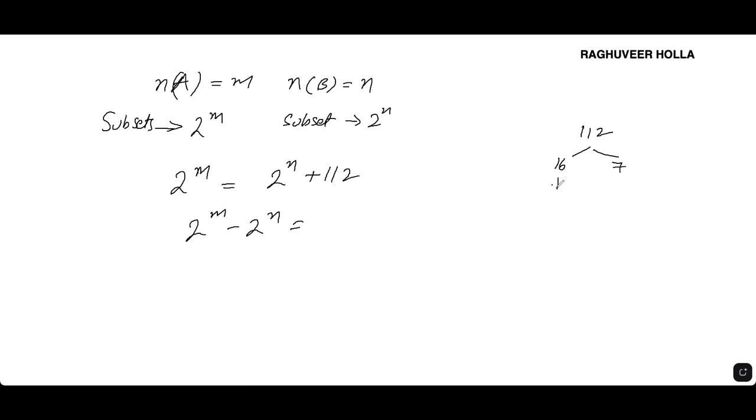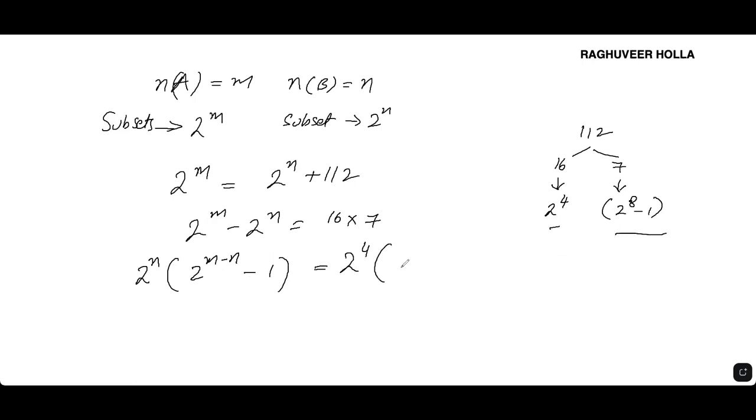So 16 can be written as 2 to the power of 4, and 7 can be written as 2 to the power of 3 minus 1. So this is 16 into 7. On the left side I can take 2 to the power of n common, giving 2 to the power of m minus n minus 1. As you can see, 2 to the power of 4 into 2 to the power of 3 minus 1. Now compare this: you get n as 4.